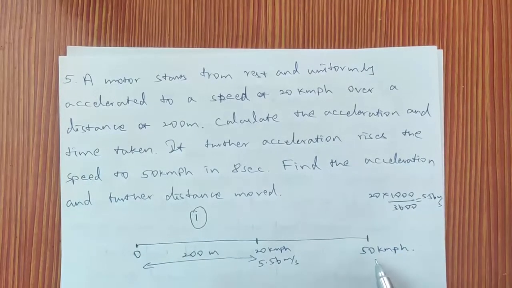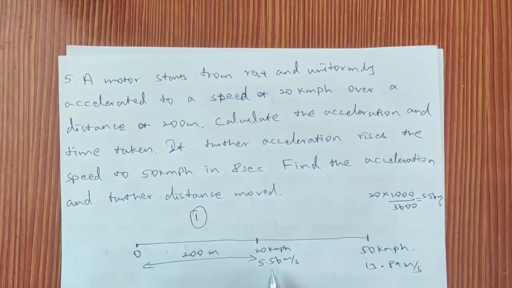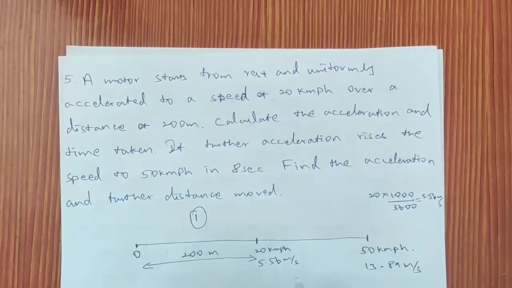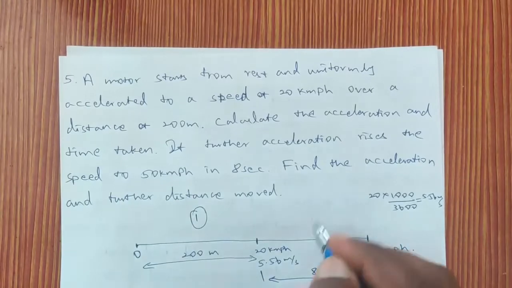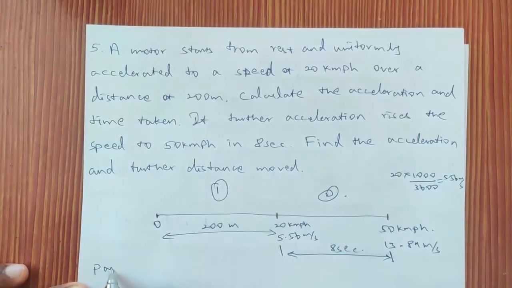Okay, so if you convert 50 km per hour into meters per second, it is 13.89 meters per second. Now the time taken to travel this distance is 8 seconds. Okay, so now we will split the problem into two parts.